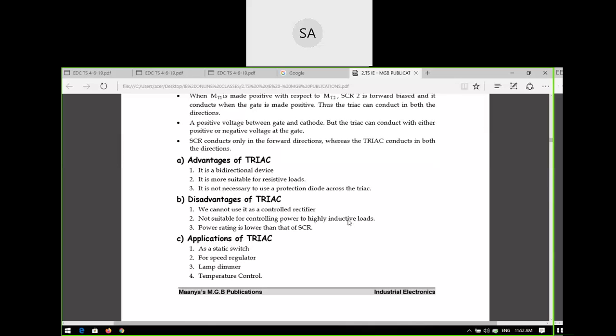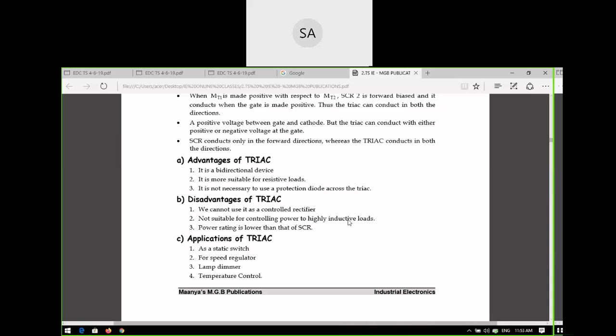So what is the other major advantage? It conducts in all four modes, and it is majorly used for resistive loads. It is also used as a protection circuit. So it is used as a protection circuit for the power electronic circuits. Okay, in power electronic devices, the TRIAC is used as a protection diode.